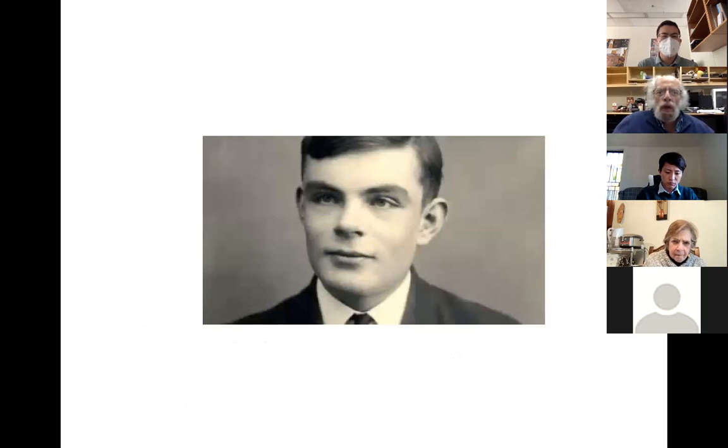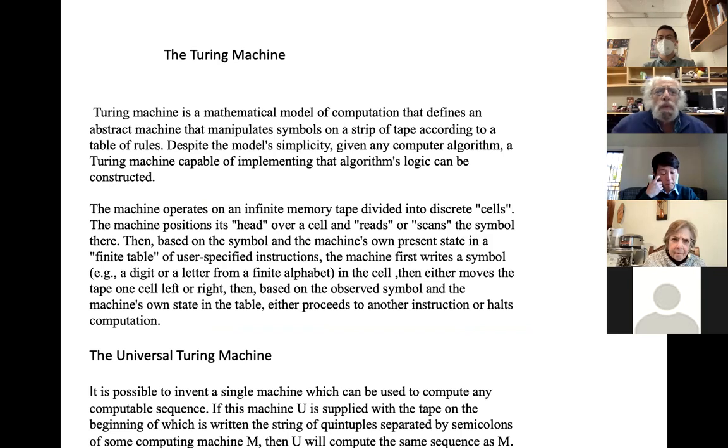So let's begin with Turing. Turing, as you well know, is the inventor of the Turing machine. This comes directly out of mathematical logic, and that is of great interest. A Turing machine is a mathematical model of computation that defines an abstract machine that manipulates symbols on a strip of tape according to a table of rules. Despite the model's simplicity, given any computer algorithm, a Turing machine capable of implementing that algorithm's logic can be constructed.